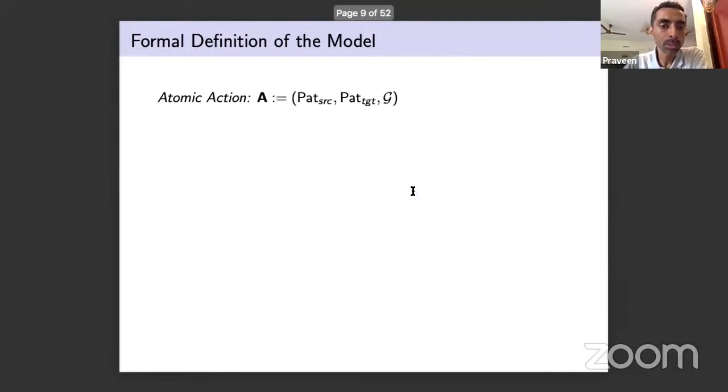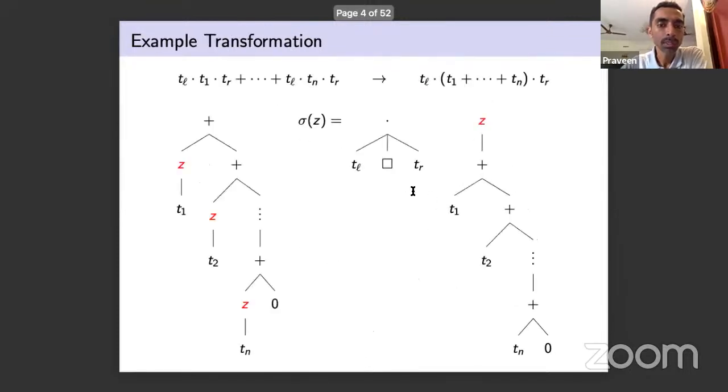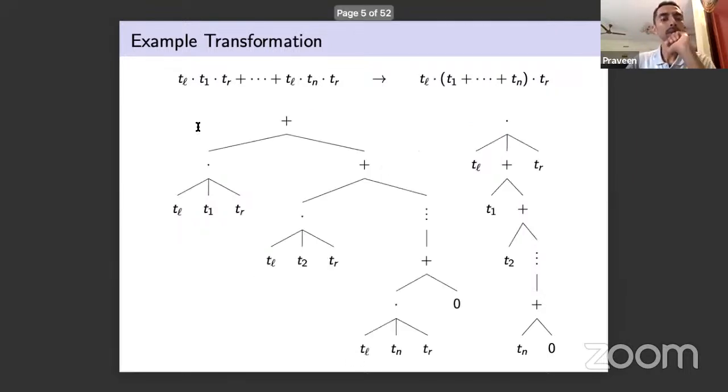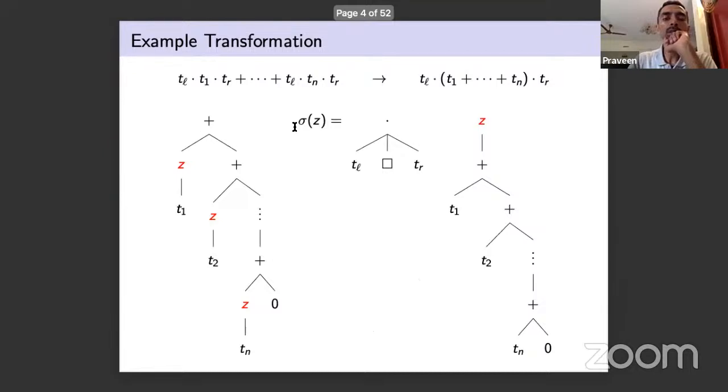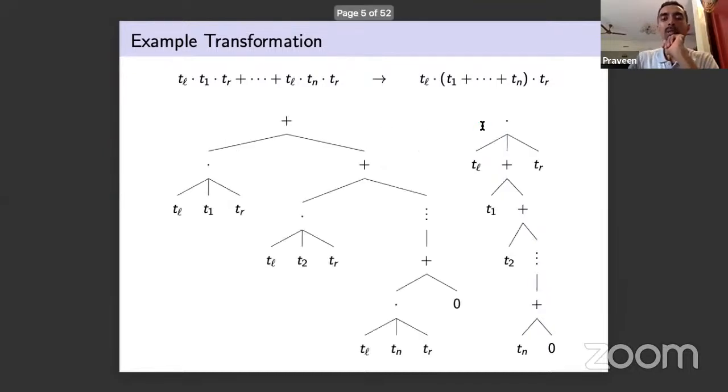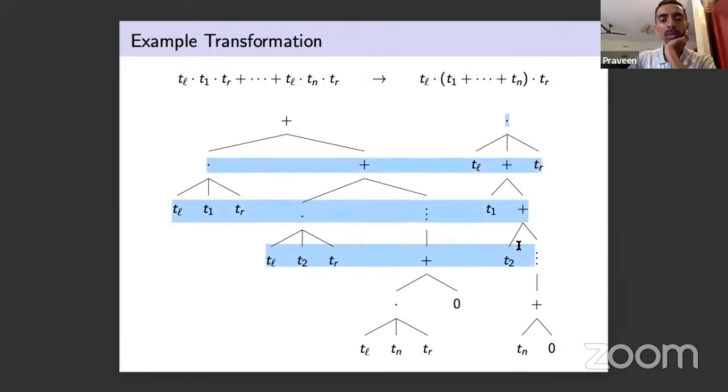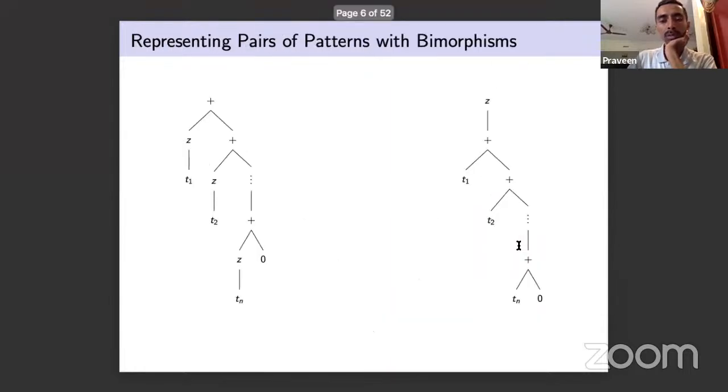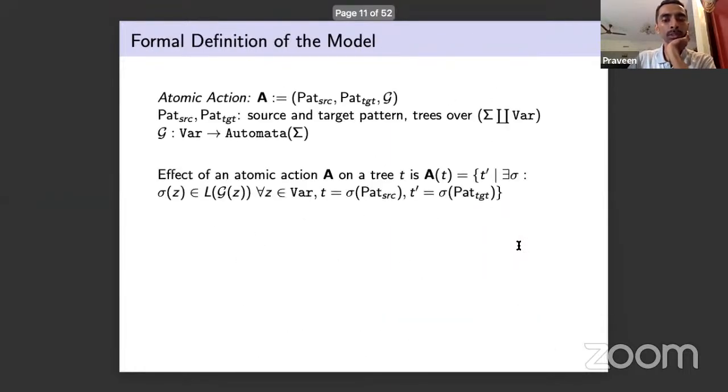So going back to the example here, this is the substitution sigma of Z. Applying it to the source pattern on the left hand side will give you the left hand tree, and then applying the same substitution to the right hand pattern will give you the right tree. So the left hand tree here is T and the right one is T prime. The collection of all such T primes that you can obtain this way is what we call the effect of this atomic action on this tree T.